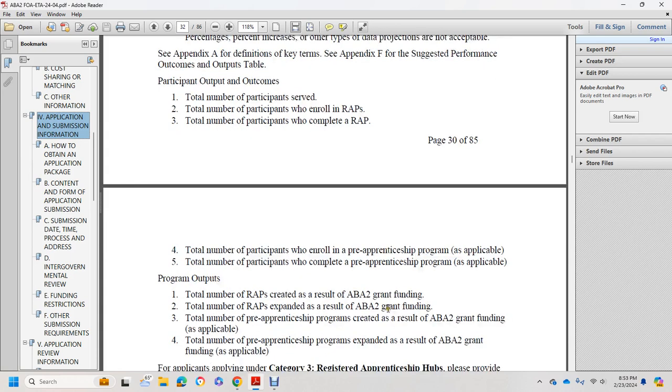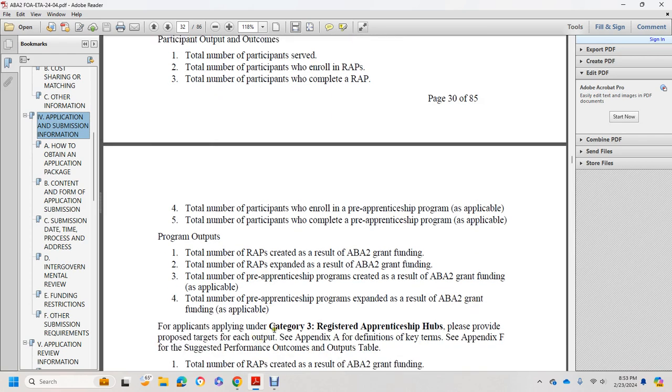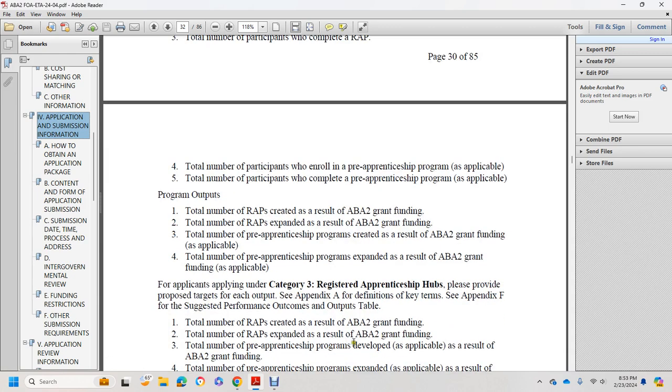The program outputs. 1. The total number of registered apprenticeships created with the Apprenticeship Building America Round 2 grant funding. 2. Total number of registered apprenticeship programs expanding as a result of the Apprenticeship Building America grant funding. 3. Total number of pre-apprenticeship programs created as a result of the Apprenticeship Building America 2 grant funding, if applicable. 4. The total number of pre-apprenticeship programs expanding as a result of the Apprenticeship Building America 2 grant funding, if applicable. For applications applying under the Category 3 Registered Apprenticeship Hub, please provide the proposed targets for each of the outputs. See Appendix A for the definition of the key terms and the suggested performance outputs and output tables.